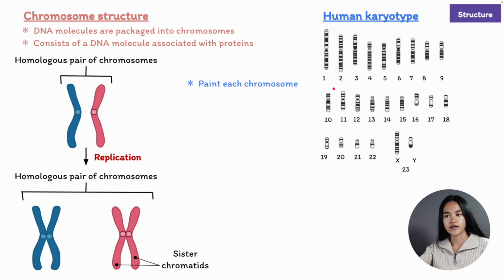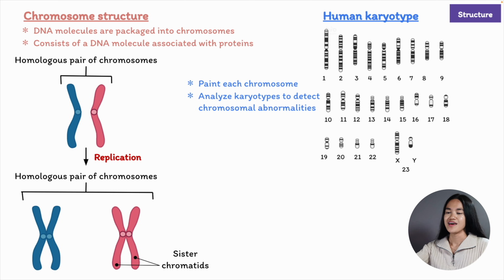An ordered display of the full set of 46 chromosomes is called the human karyotype. If parts of a chromosome are lost or switched between chromosomes, these changes can be detected. Absolutely incredible. And we can use karyotypes to detect chromosomal abnormalities that are associated with some inherited disorders.